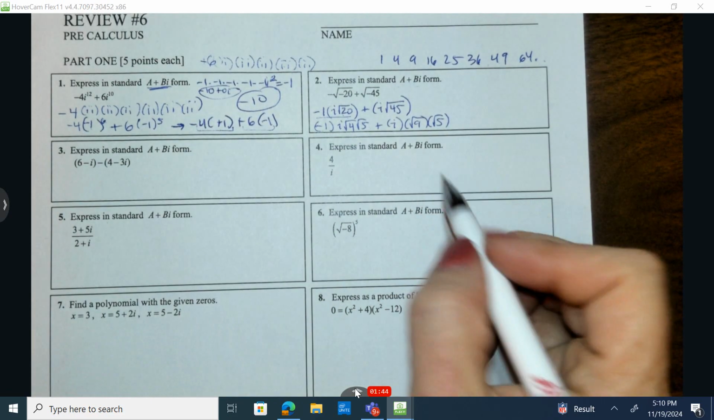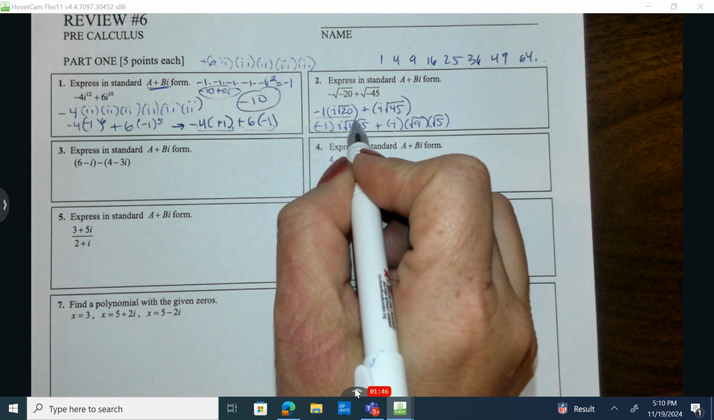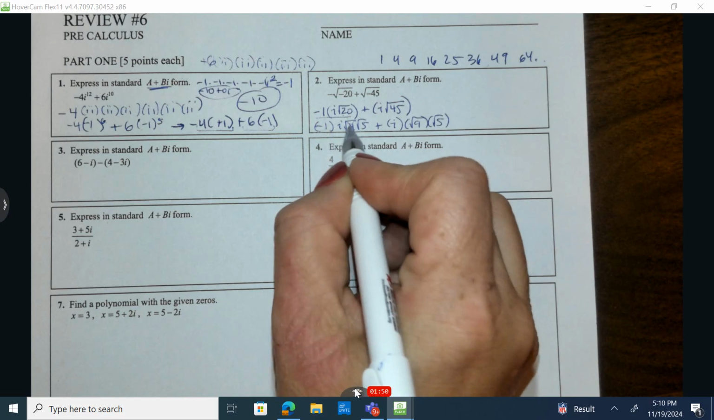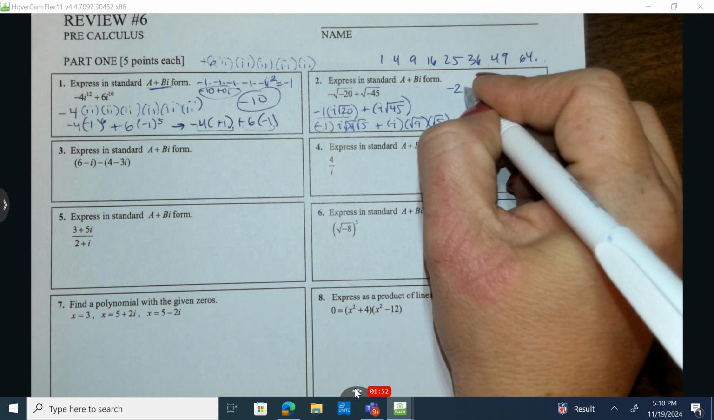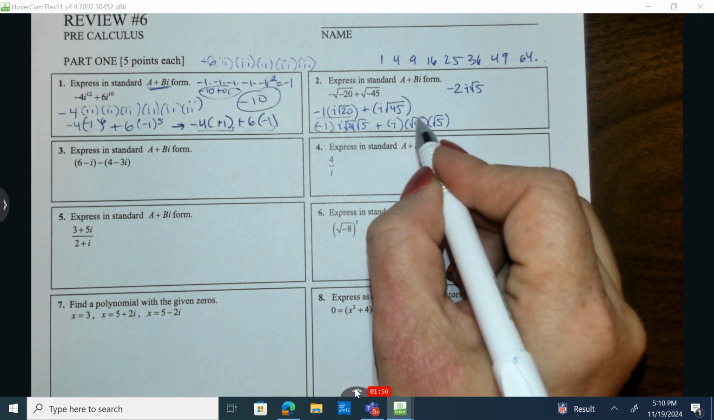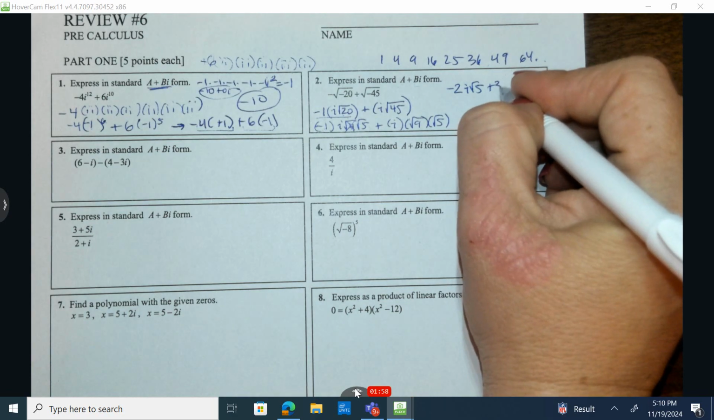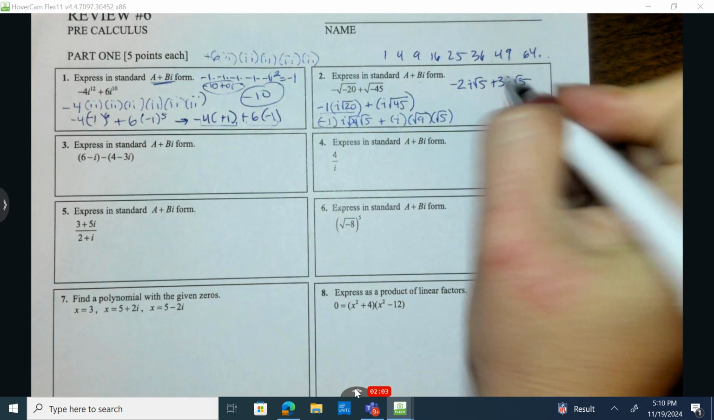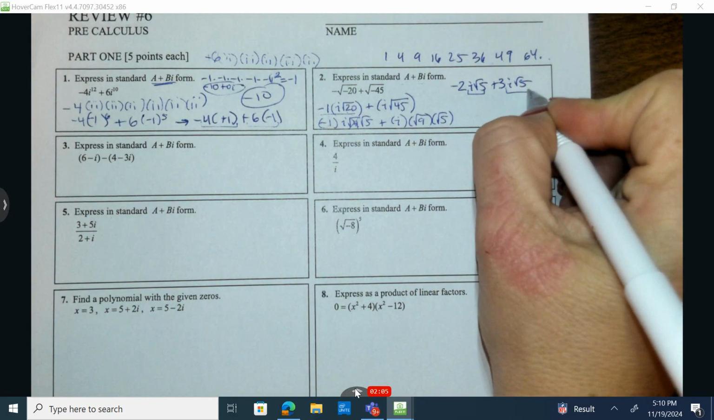Well, let's come back to number 2 here. So I have the square root of 4 is 2. So this is equivalent to 2, and this is -2 when I multiply. -2i square root of 5. And over in this portion, I have 3i plus 3i square root of 5. Okay, all of that is good. And now this portion are exactly the same.